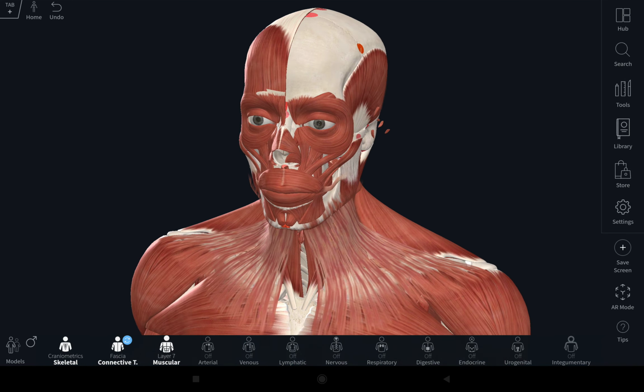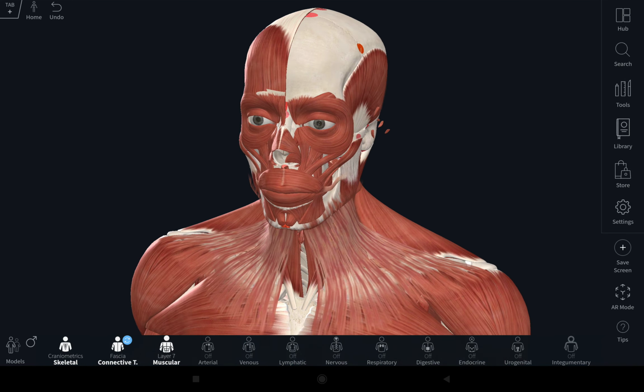Now in front of your chin there is a muscle which is the mentalis muscle. This is the left side of the mentalis muscle, and this is the right side of the mentalis muscle.